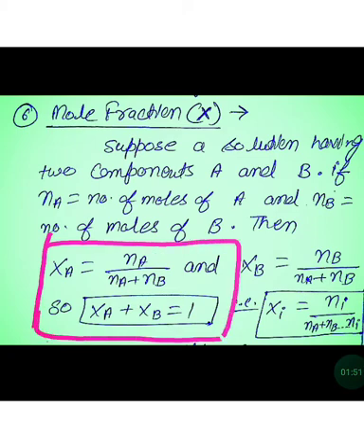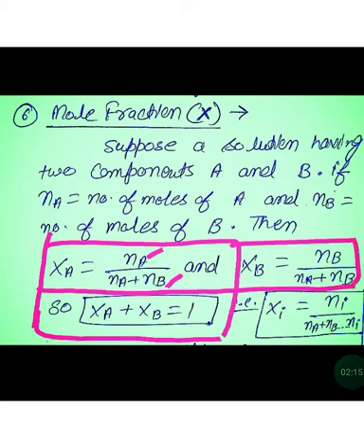Xa is the mole fraction of A. It will be equal to the number of moles of A divided by the total number of moles, that is the number of moles of A plus B, and Xb will be the same: the number of moles of B divided by the total number of moles, that is number of moles of A plus B. And we have an equation that Xa plus Xb will always be equal to 1.